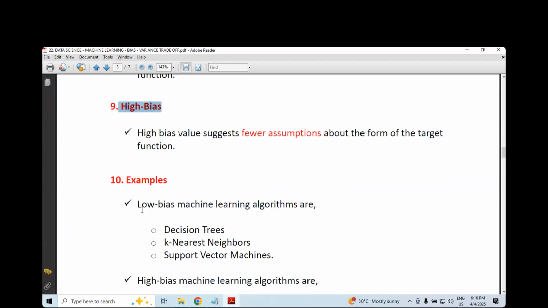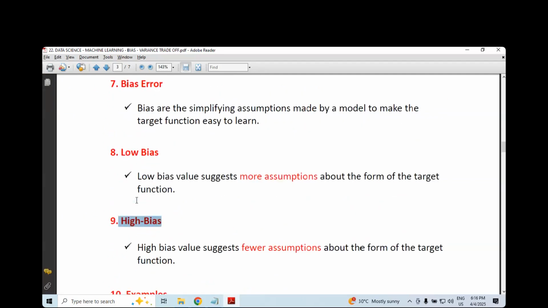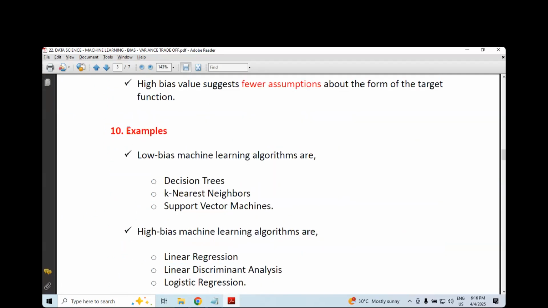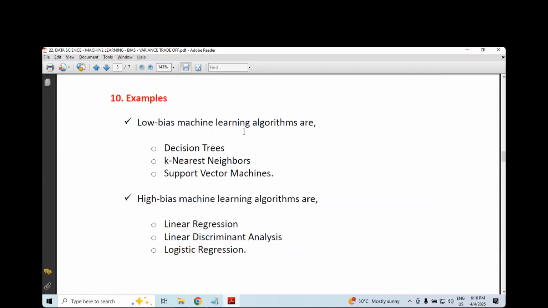Hope you understand. These are all a little story you need to understand, these are all examples. Low bias machine learning algorithms are decision tree, KNN, and support vector machine. High bias ML algorithms are linear regression and LDA. LDA, linear discriminant analysis, is similar to linear regression, but we are not using it. If you want to work on that one, check ChatGPT, you will get an idea.